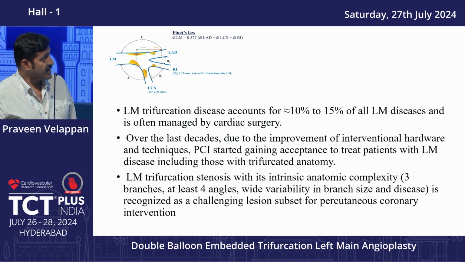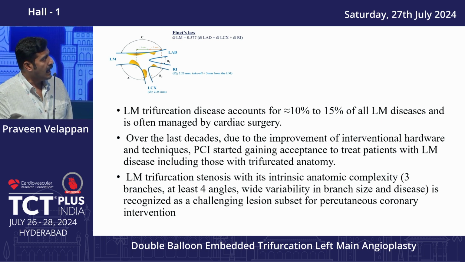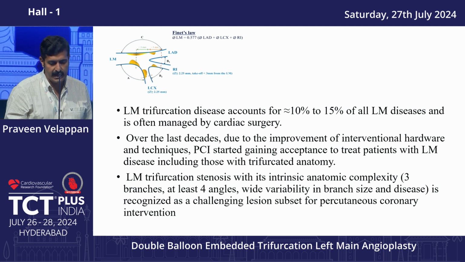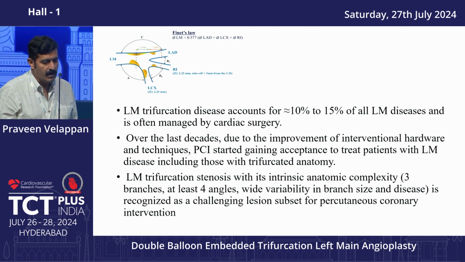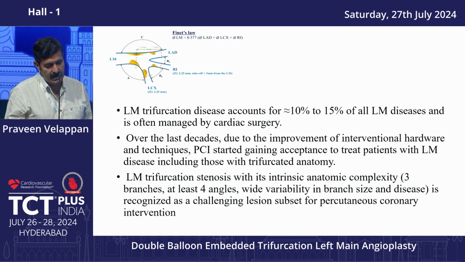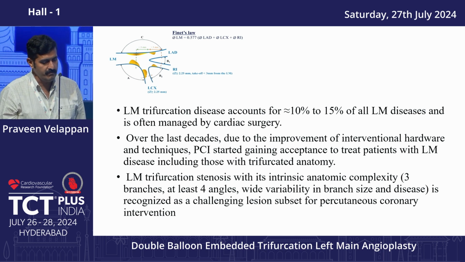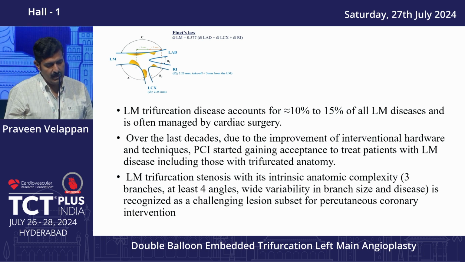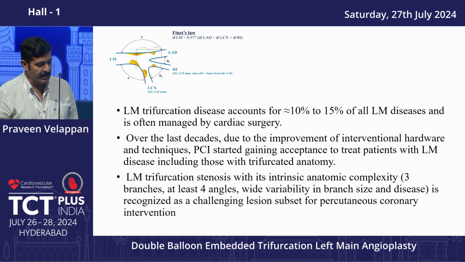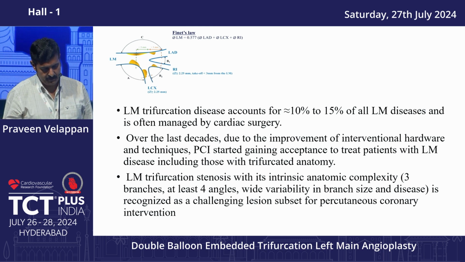So as we all know, LM trifurcation disease, though rare, accounts for 10 to 15% of all LM diseases and is often managed by surgery. However, due to the improvement of interventional hardware and techniques, now we can consider PCI in such cases with trifurcation anatomy. With its intrinsic anatomic complexity, 3 branches, at least 4 angles, wide variability in the branch sizes and disease, it is recognized as a challenging lesion subset for PCI.